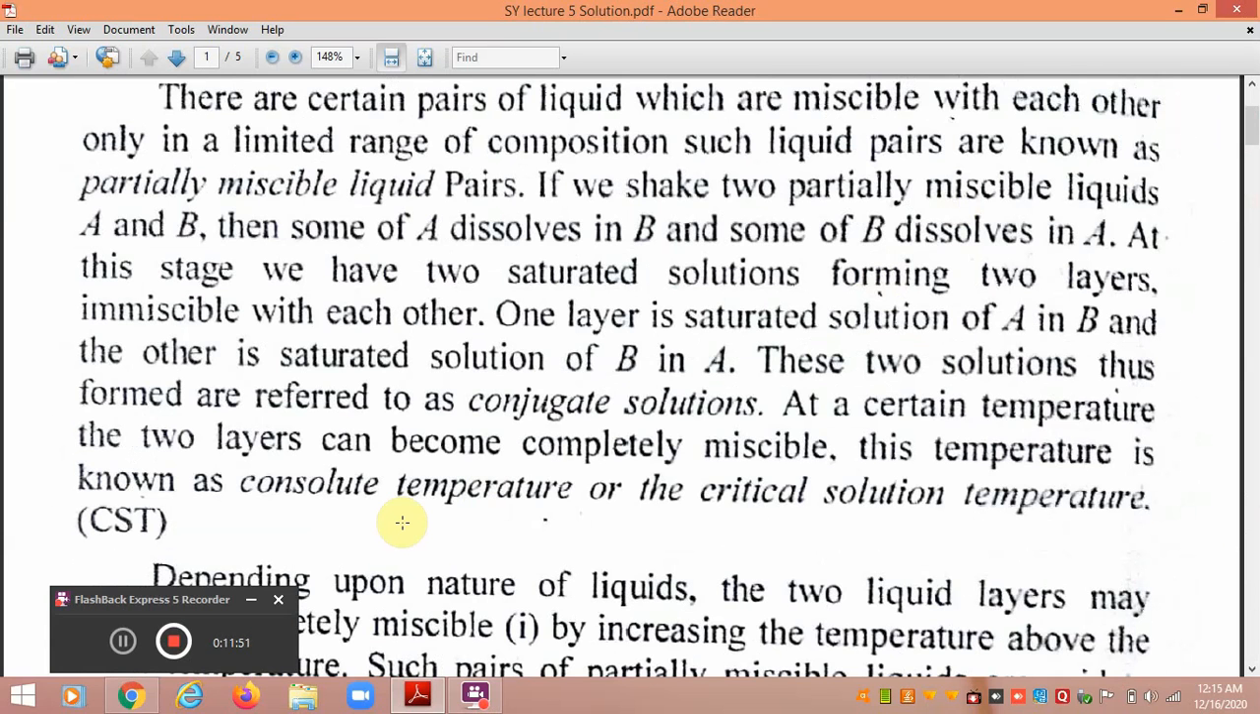So these are the three cases that we discussed in this part of the video to discuss the mutual miscibility of two liquid pairs or two conjugate solutions in systems having a lower critical solution temperature, an upper critical solution temperature, and both upper as well as lower critical solution temperatures.